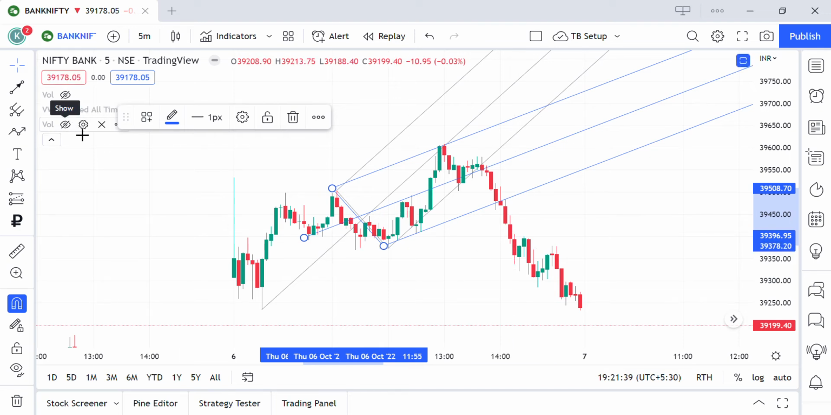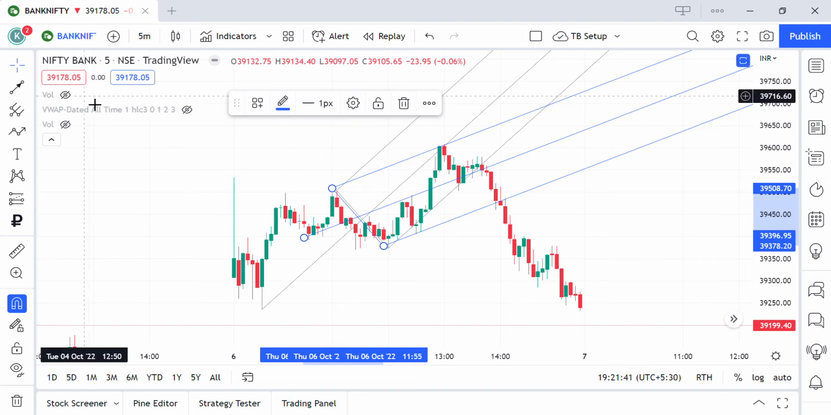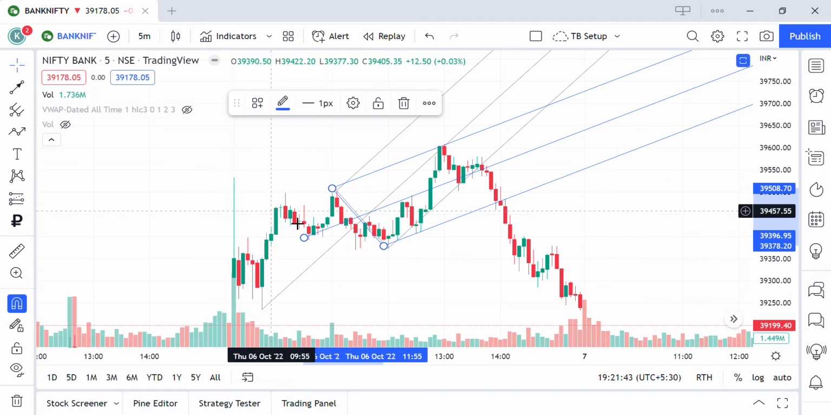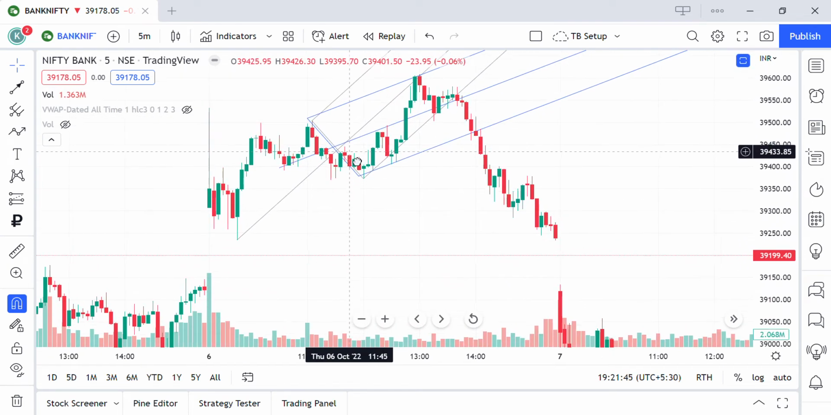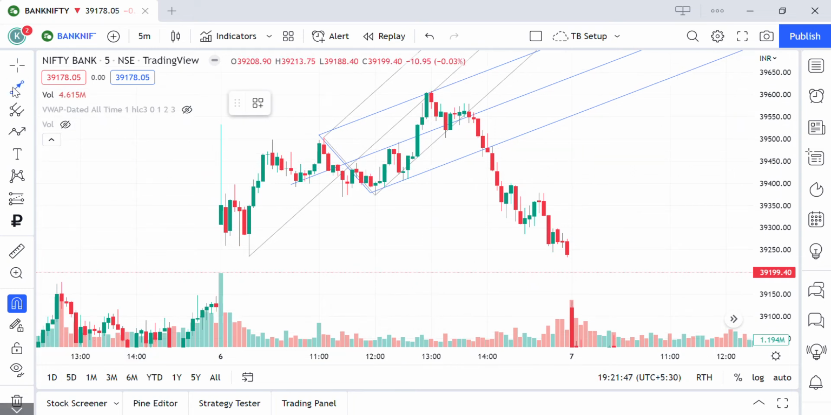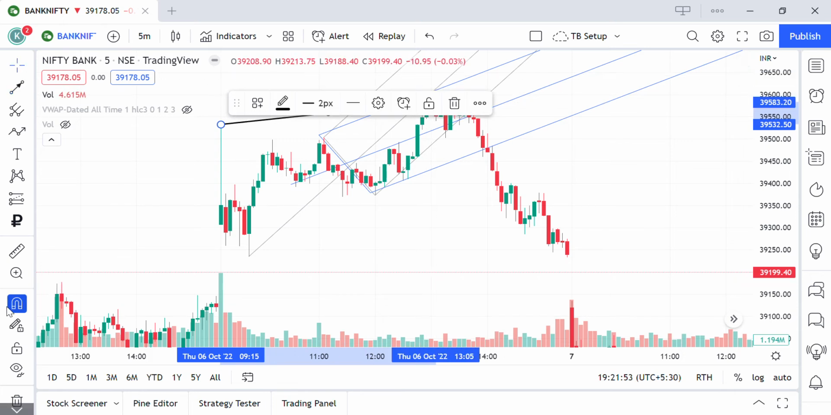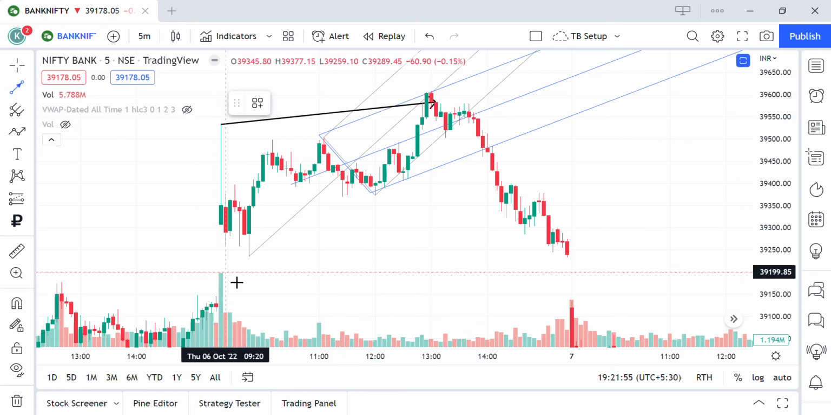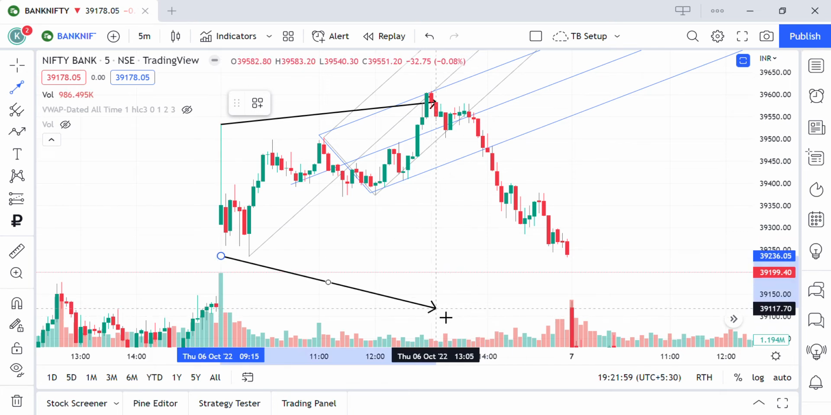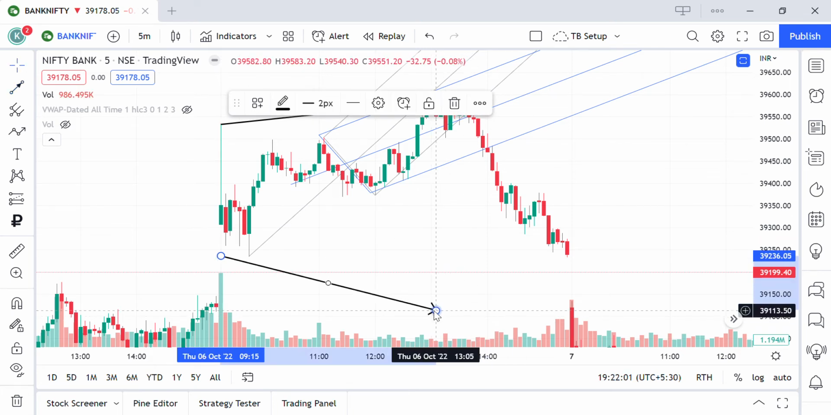So if I bring in the concept of volumes here, price is going higher high at this level, from this high to this high, whereas in the volumes histogram, volumes are going lower highs.